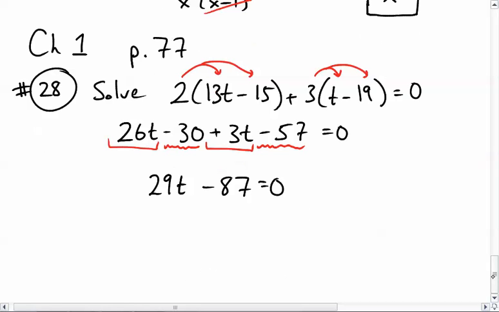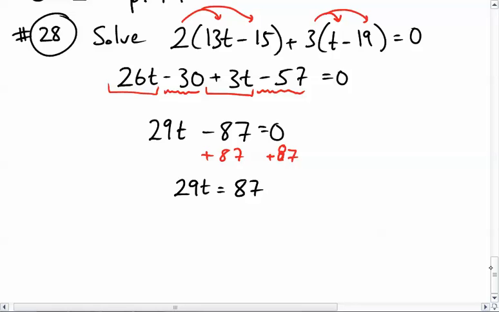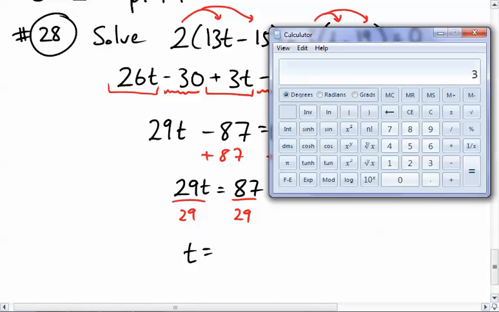So now we'll put our variables on one side, and keep the constants on the other, and I have 29t is equal to 87. Now I can divide both sides by 29, the coefficient of t, and I can figure out what t is. So I get t is 3.